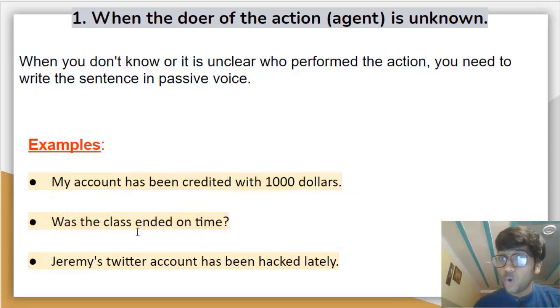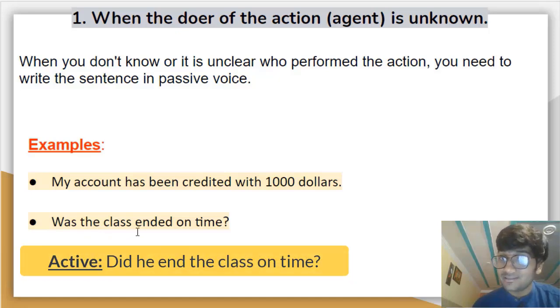All right, second example. Was the class ended on time? I want to know if that happened because I do not know who did it, right? I am simply interested in knowing whether this action happened or not. If I want to talk about the person who did this action, and I'm asking a question, I would write the sentence in active voice. Did he end the class on time? Did she end the class on time?